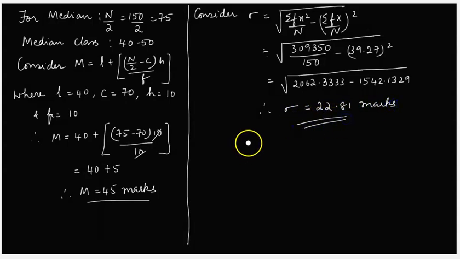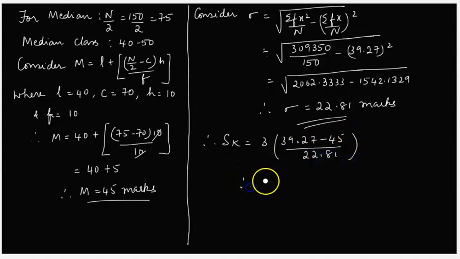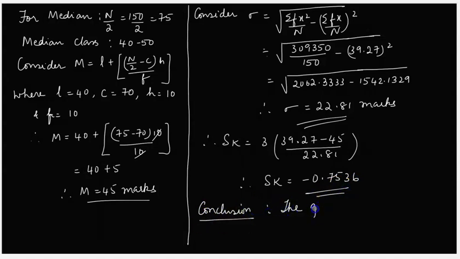Now let us substitute in Karl Pearson's coefficient of skewness formula. So therefore skewness is equal to 3 into (39.27 minus 45) divided by 22.81. So therefore skewness is equal to minus 0.7536, and so the conclusion: the given distribution is negatively skewed.